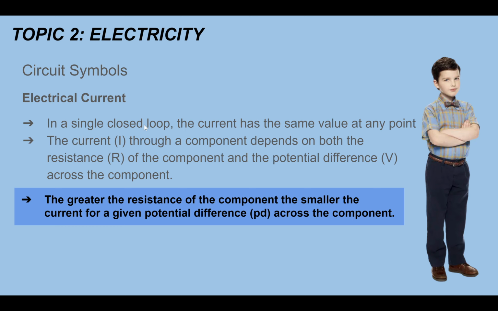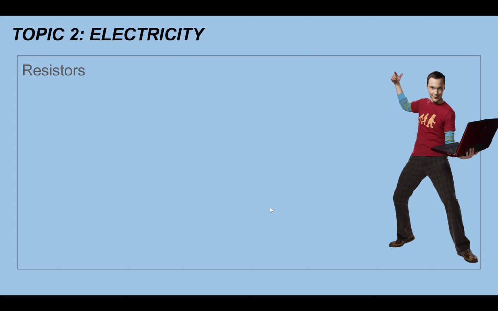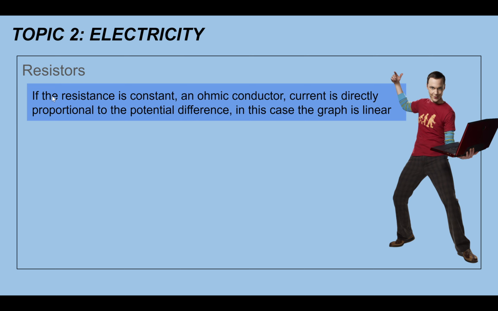In a single closed loop, the current has the same value at any point. The current I through a component depends on both the resistance of the component and the potential difference V across the component. The greater the resistance of the component, the smaller the current for a given potential difference across the component. That is scary.